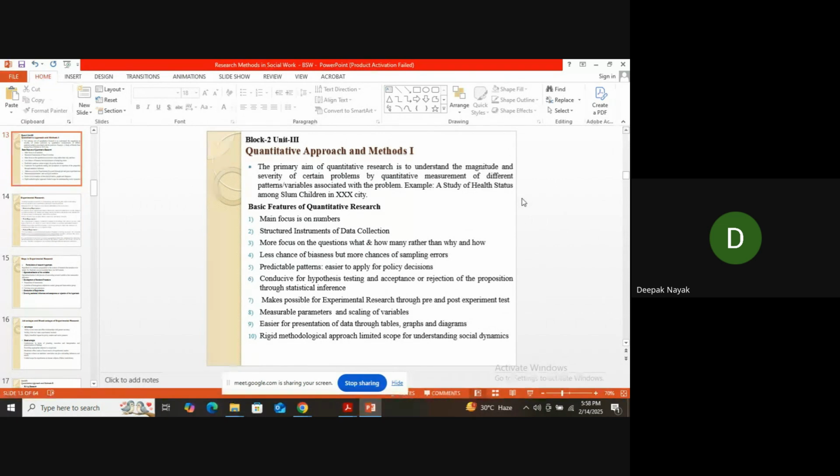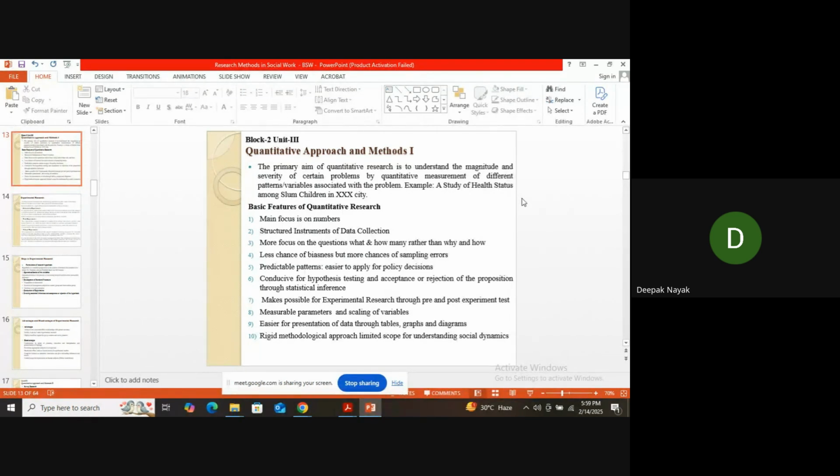Then another feature of quantitative research is that it is conducive to hypothesis testing, followed by acceptance or rejection of a proposition through statistical inferences. So only in quantitative research, when we place some quantitative value or coding on the responses or the findings, it is easier to test a hypothesis. Whatever hypothesis is constructed or formulated can be easily tested through quantitative measures. In quantitative measures, it is easily possible to conduct hypothesis testing so as to reject or accept a proposition.